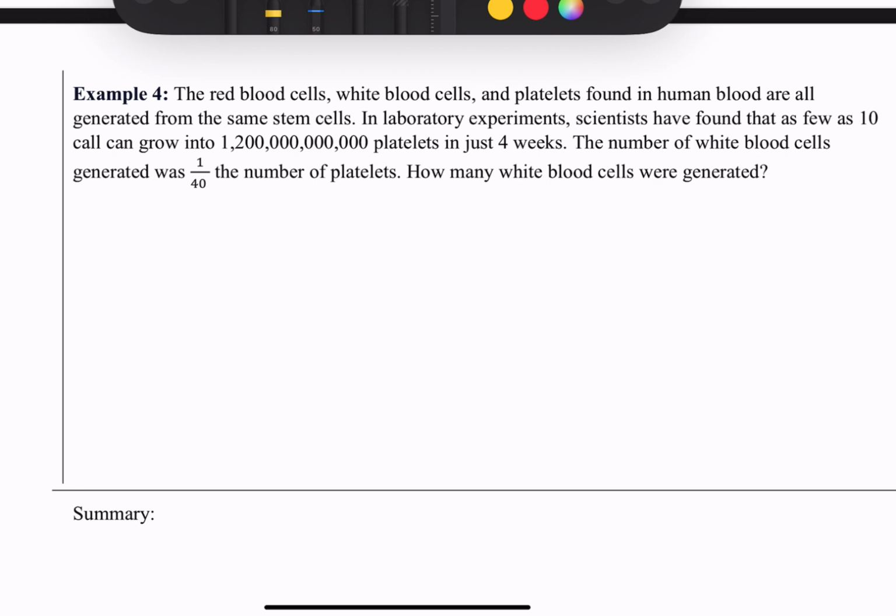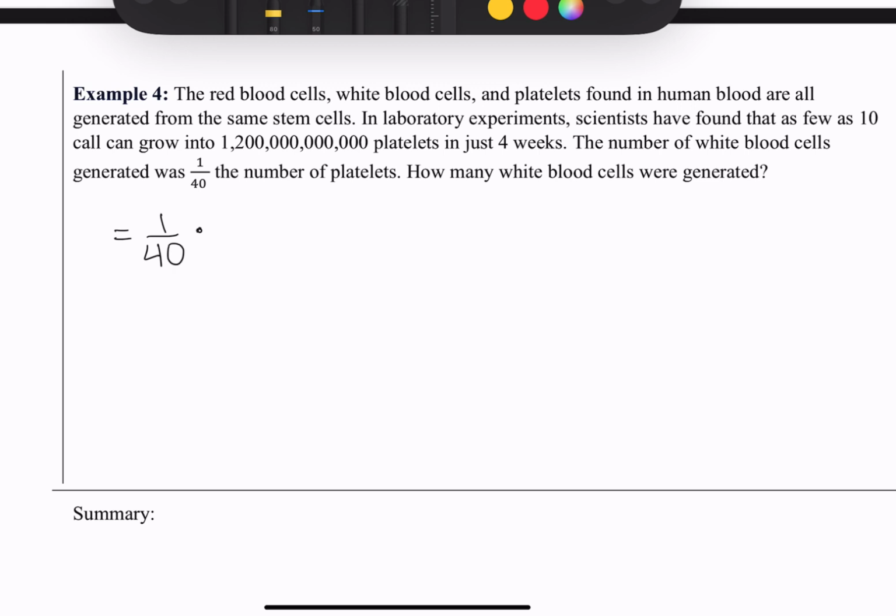You know, this might be used a lot like in cancer treatments. It might be used in other illnesses or different types of infusions. All right, so we need to figure out 1/40th of that 1.2 trillion. All right, so what I'm going to do here is I'm going to say, this is going to equal 1/40th of, which is multiplication, the 1.2 trillion.